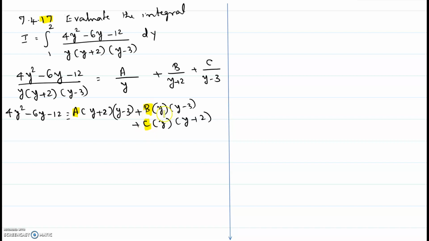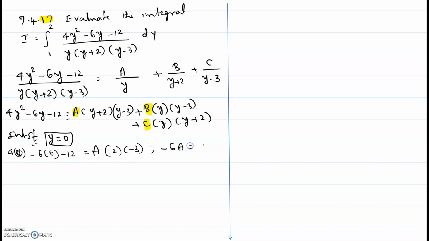The way we can do that is to substitute y equal to 0. The left hand side is 4 times 0, minus 6 times 0, minus 12, equal to A times (0 + 2)(0 − 3), and the rest of them are all 0. So this will give us −6A equal to −12. So A equal to 2.